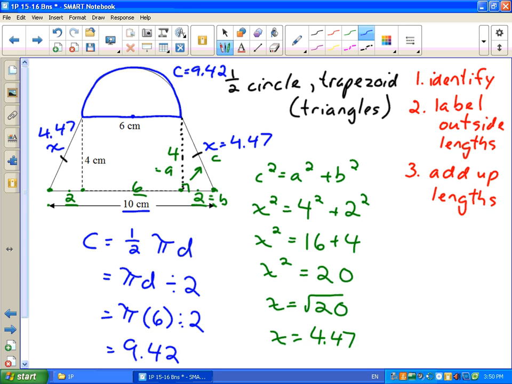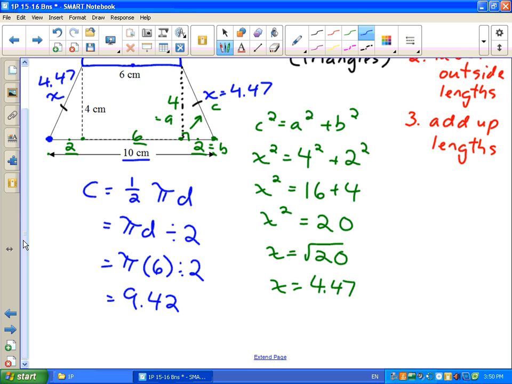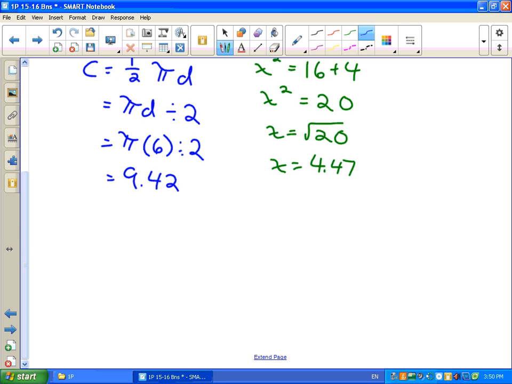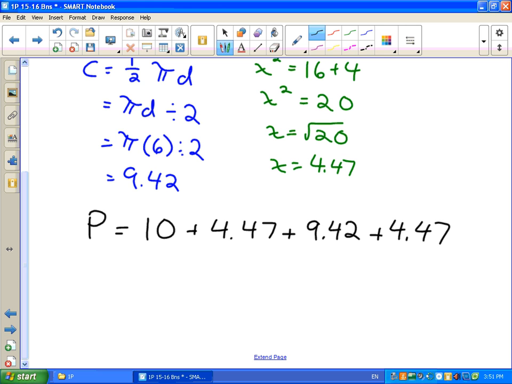So now, if I go around the outside of my shape here, let's say I start right here, I go around, I can see, yeah, this is labeled, this is labeled, this is labeled, all of my sides are labeled. So now I just need to add up those lengths. So my perimeter is going to be that 10 along the bottom, plus 4.47 for that one slanted side, plus the 9.42 for the curved side, plus another 4.47 on the other slanted side, and I just total that all up, and I get 28.36 centimeters. And that's my final answer.